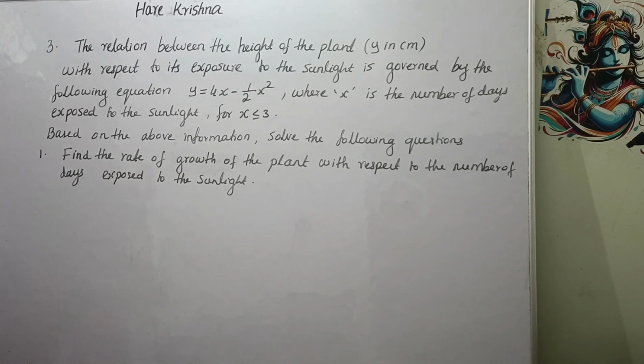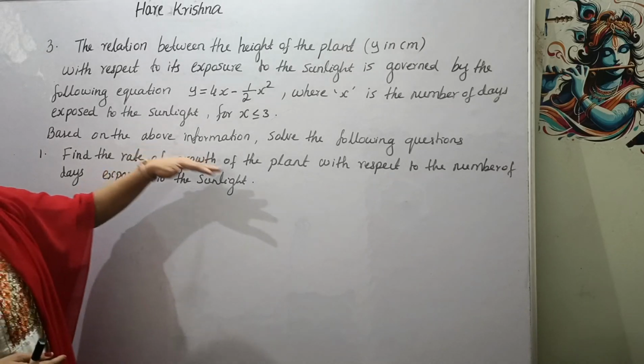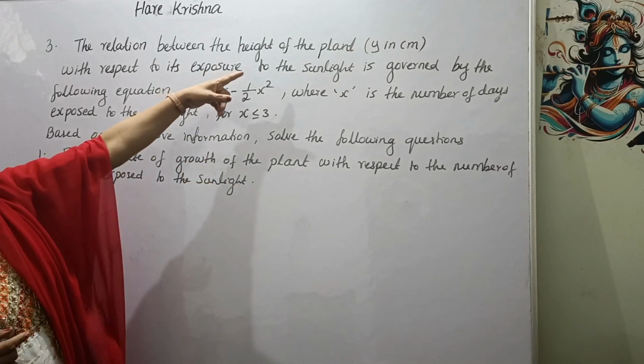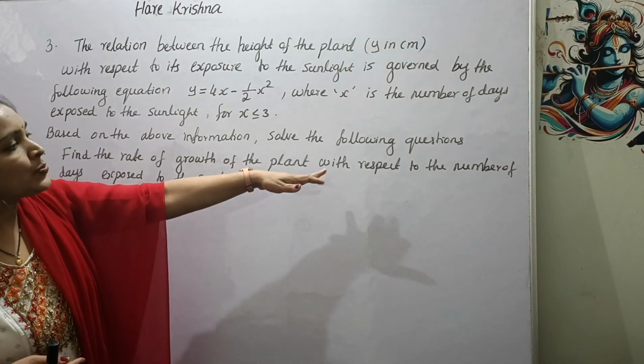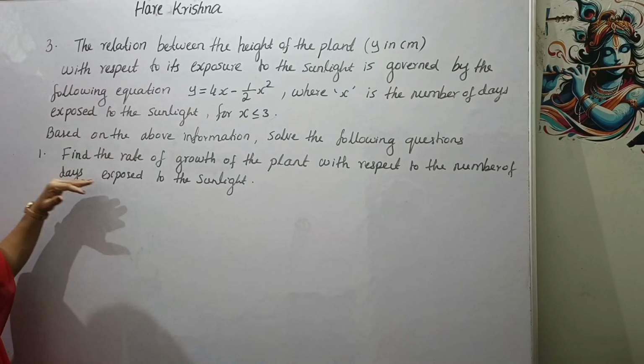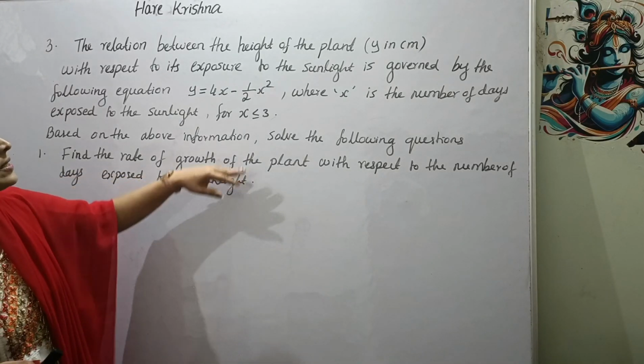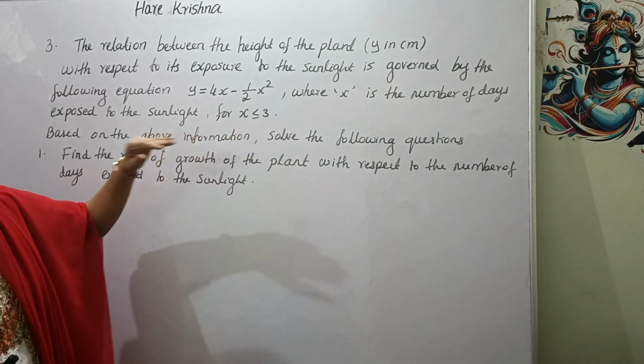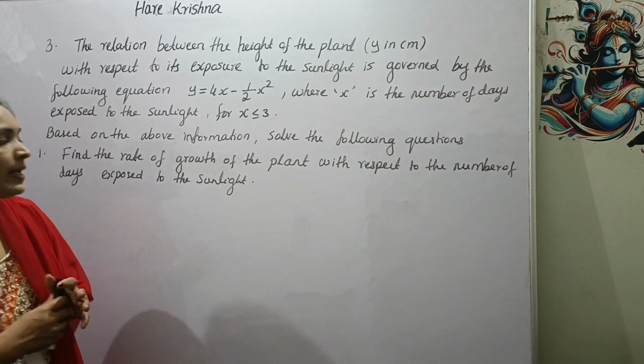Let's see what the first question is. Find the rate of growth of the plant with respect to the number of days exposed to the sunlight. So here we know that the growth of the plant is denoted by y, right? And the number of days exposed to the sunlight is denoted by x, right? So here we have to find dy by dx.